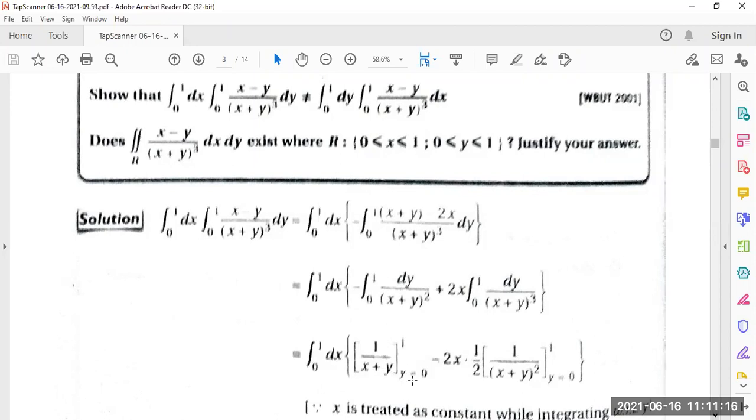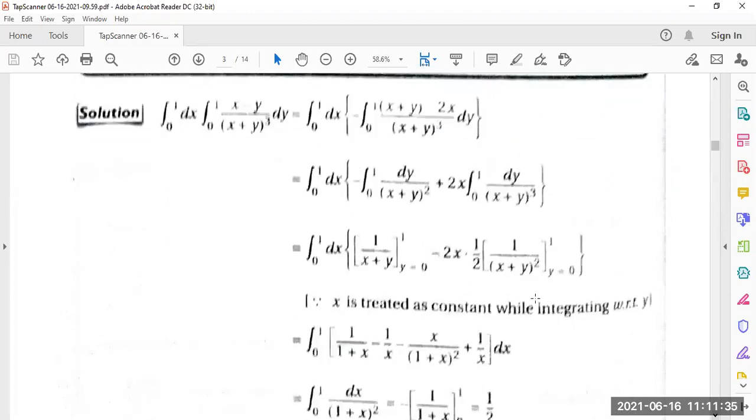Here the value of y is 0 to 1, plus 2x. So here also one minus will be coming with this plus and minus, it is coming minus. Minus 2x into, it will be coming half into 1 by (1 plus y) whole square, y equal to 0 to 1. So for y, they are putting the limit. X is treated as constant while integrating with respect to y. Already I have told you. So from here, putting y equal to 0, 1, then it will be 1 by x plus 1 by x plus 1 minus 1 by x.